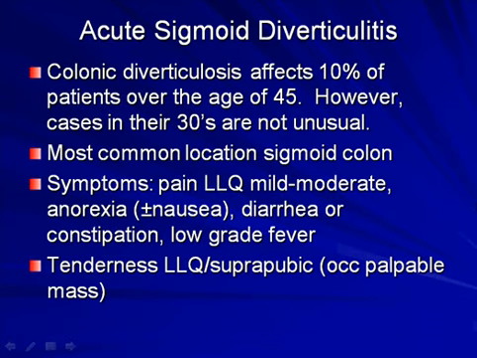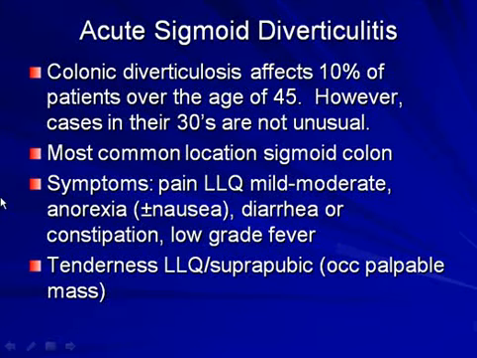Occasionally, women will present with acute sigmoid diverticulitis, and the picture can be confusing with more common gynecologic entities. Colonic diverticulosis affects 10% of patients over the age of 45, and cases in women in their 30s are not unusual, however. The most common location is the sigmoid colon, and the patient will present with pain in the left lower quadrant of a mild to moderate nature, anorexia with or without nausea, diarrhea or constipation, and a low-grade fever.